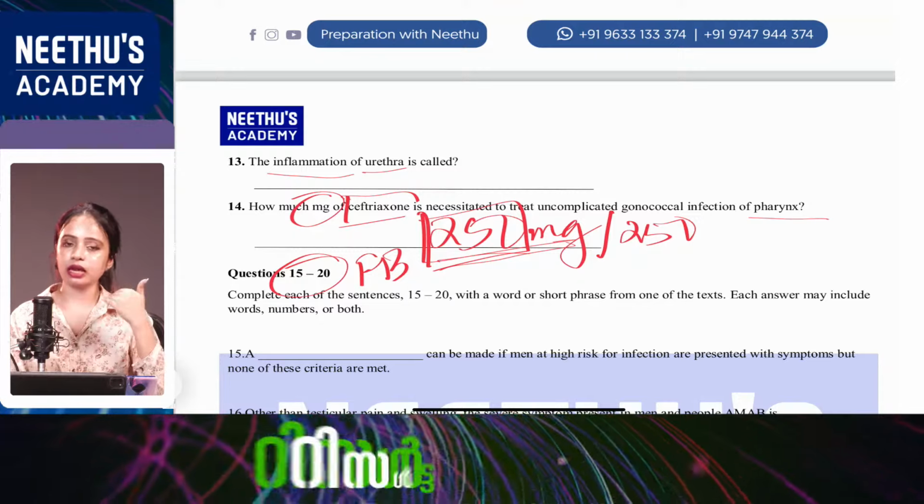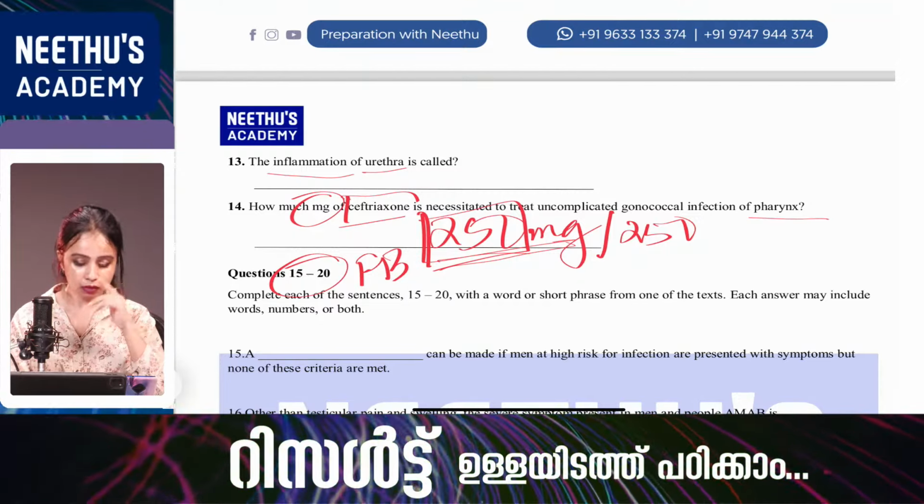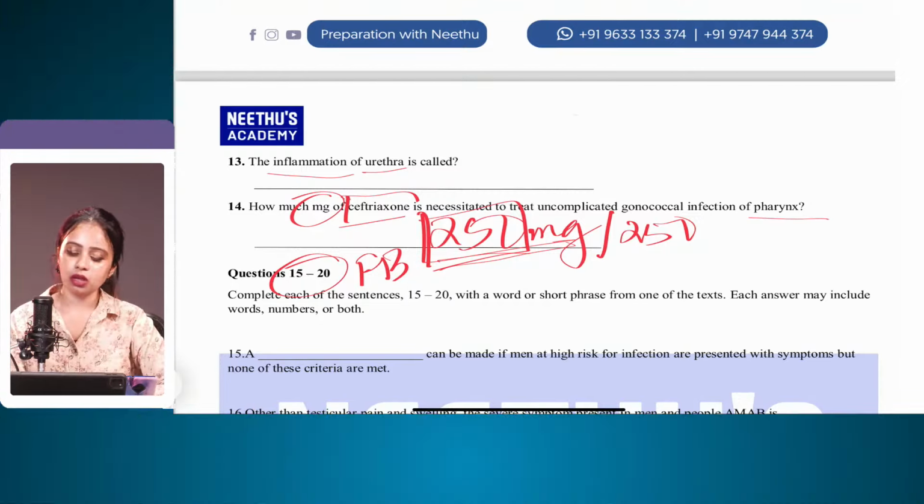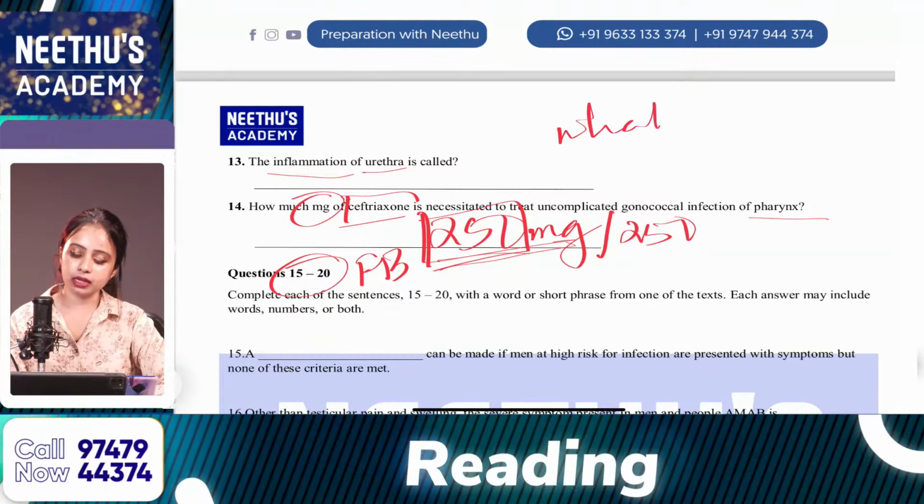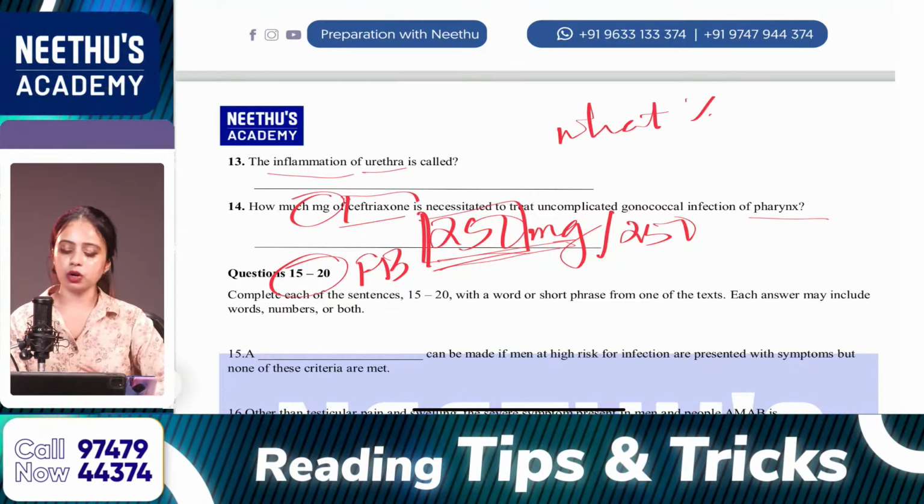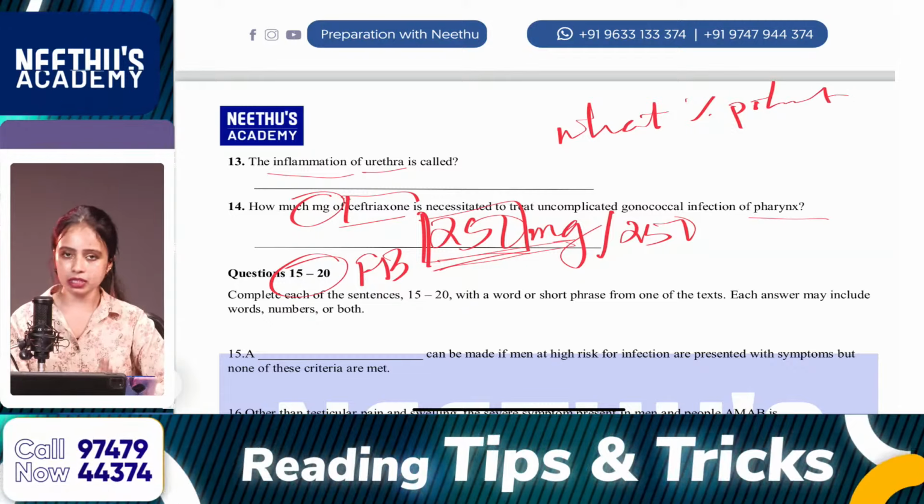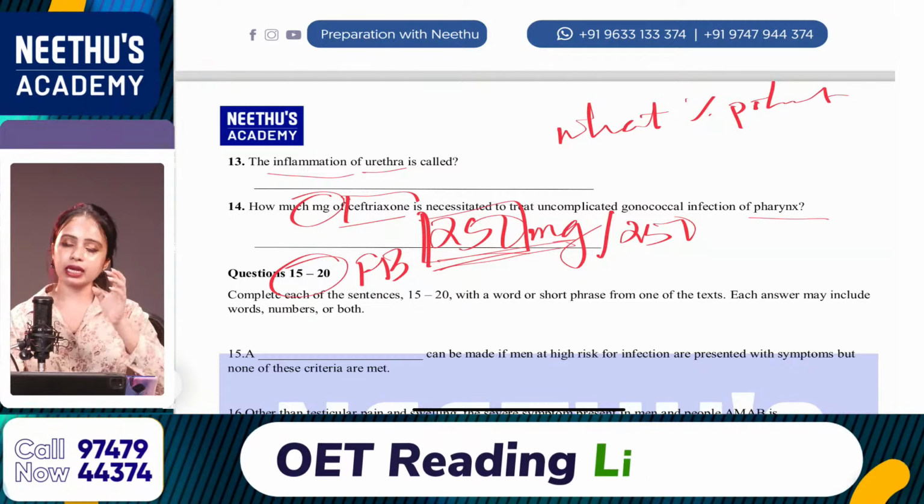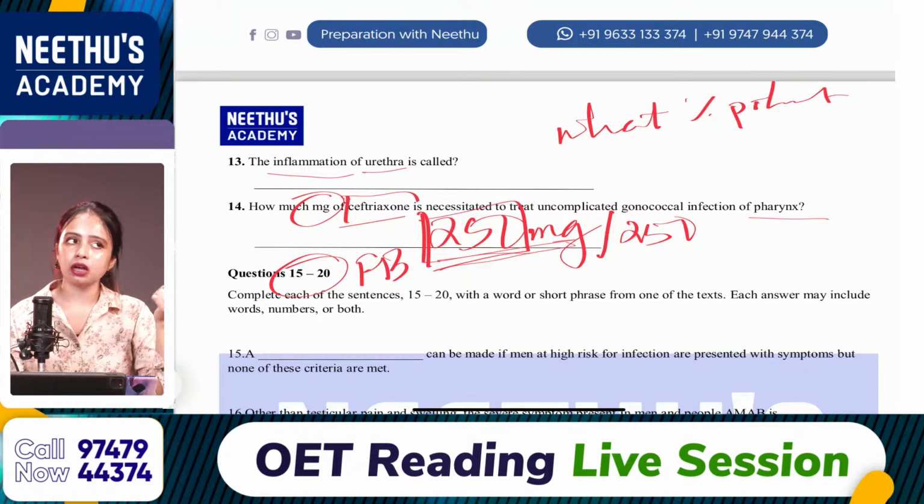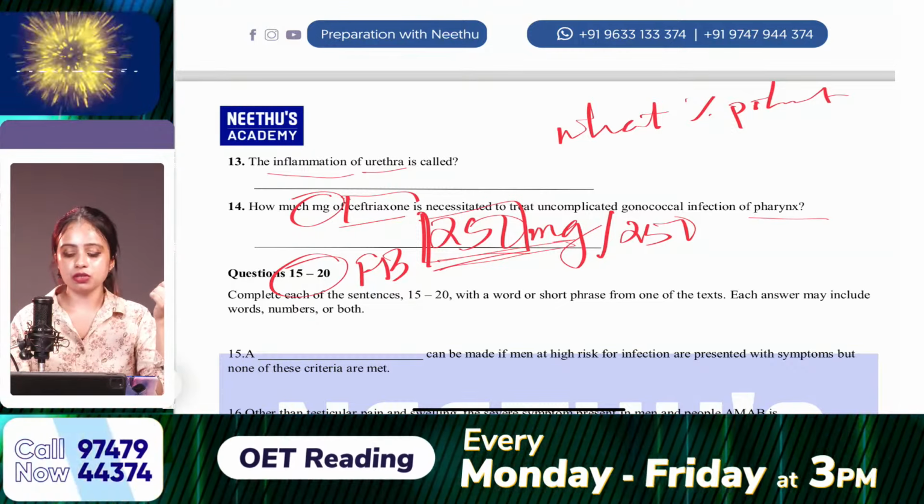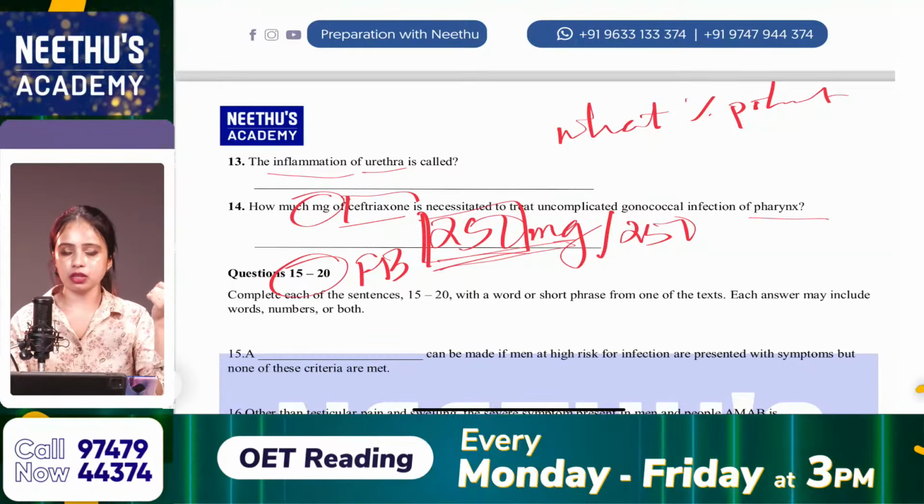But I'll give you another example. If the question is asking what percentage of population, and the answer is mentioned in the paragraph as, the population is 26%, then what will be your answer?